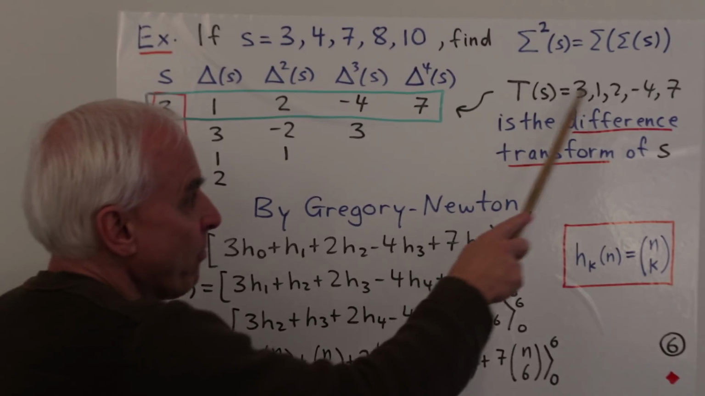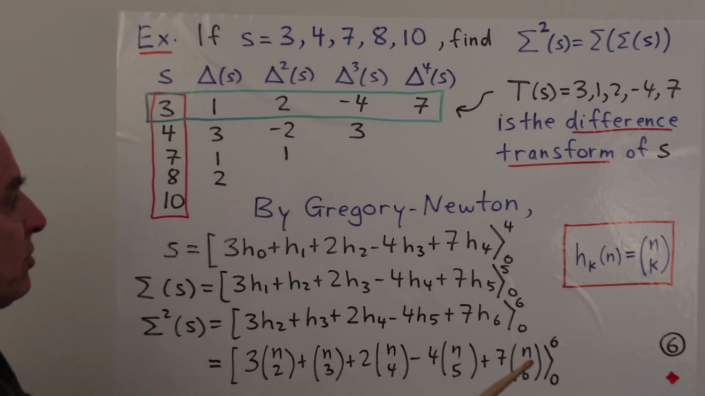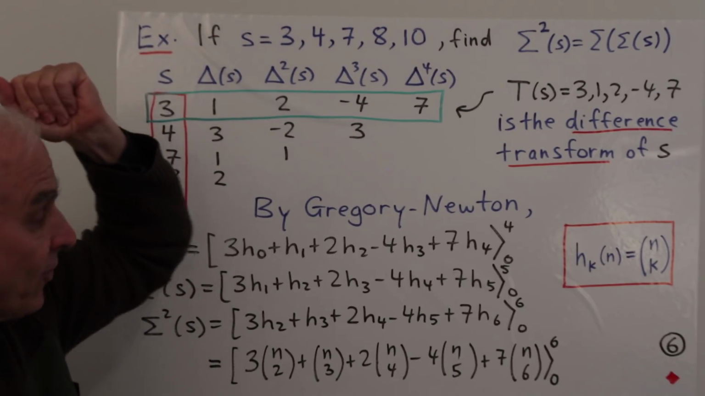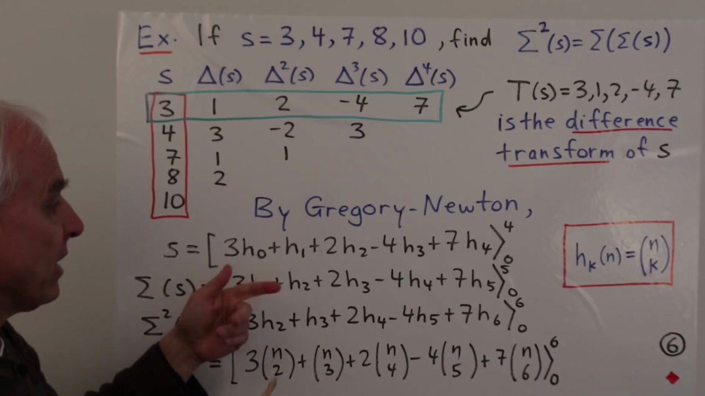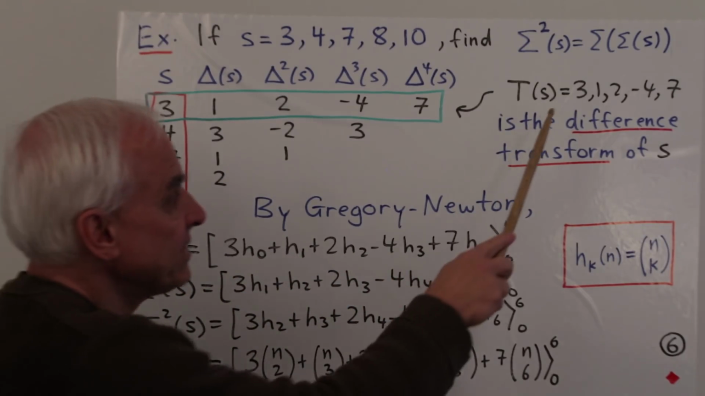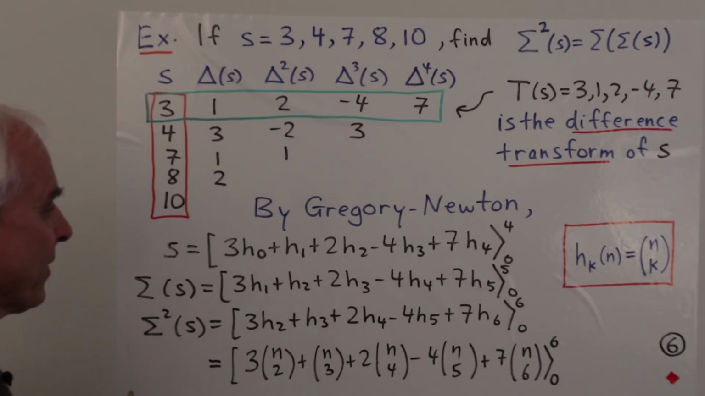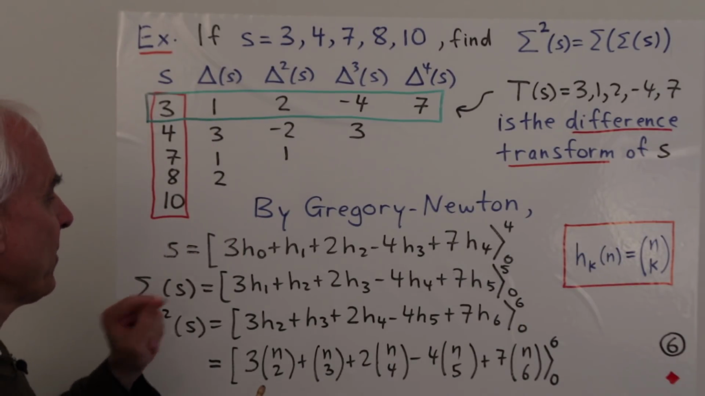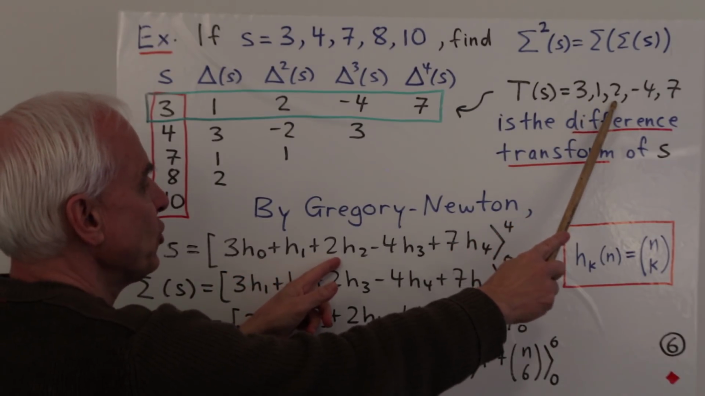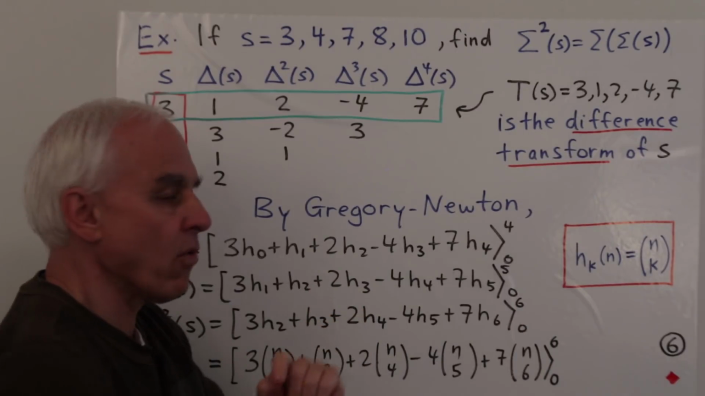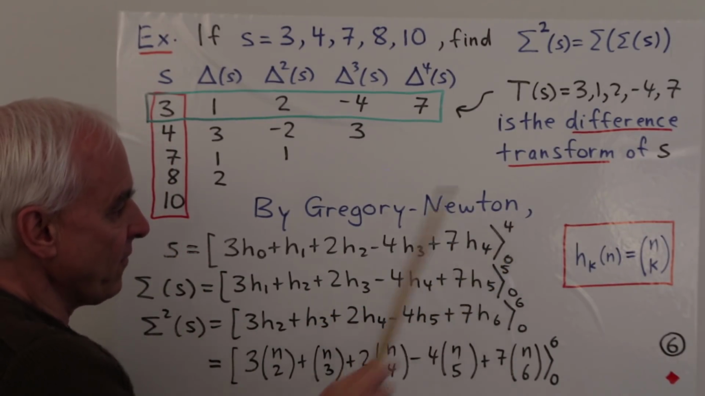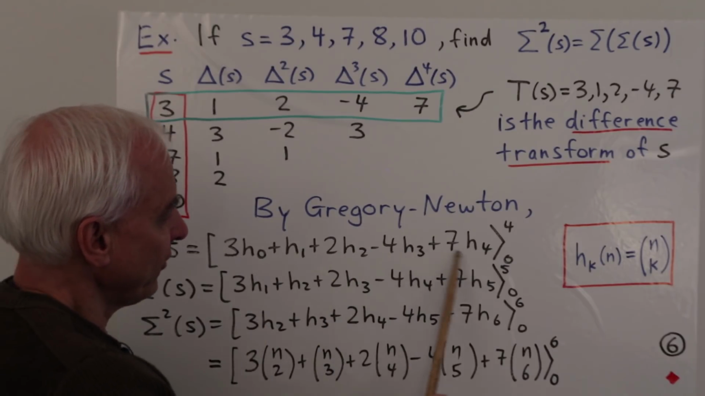The reason why this is important is because the Gregory-Newton formula then allows us immediately to write down the original sequence in terms of a linear combination of the Harriot sequences with exactly these coefficients. So S is then the sequence 3h0 plus h1 plus 2h2 minus 4h3 plus 7h4, and it's a finite sequence, so it goes from 0 to 4. So we'll write it like this.